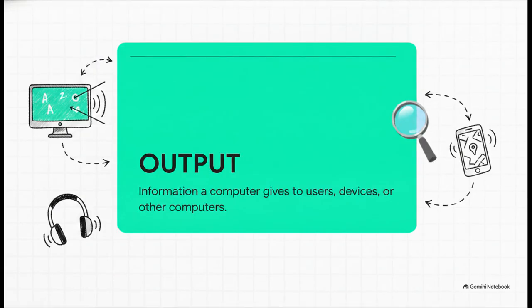On the flip side, we have output. This is the information a computer gives back to users, devices, or other computers. Basically, it's the result. It could be the actual words lighting up on your screen right now, music playing through your speakers, map directions to a local coffee shop, or honestly, even a simple physical vibration from your phone.